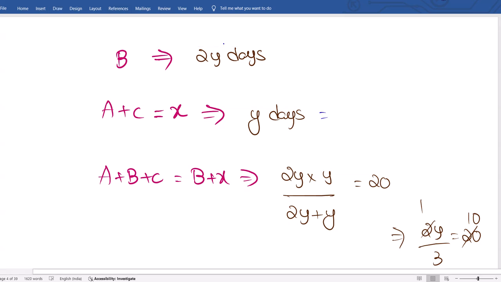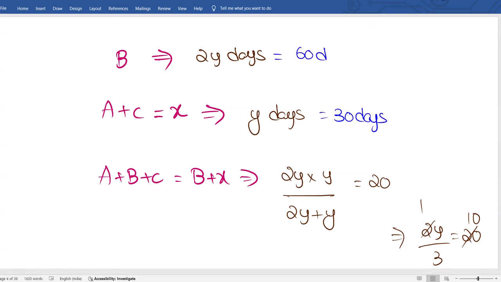Sir, is the answer changing? No, the answer is not changing. You have to calculate B alone. B alone is 60 days. See, B alone 60. This is the other way of solving the same question.